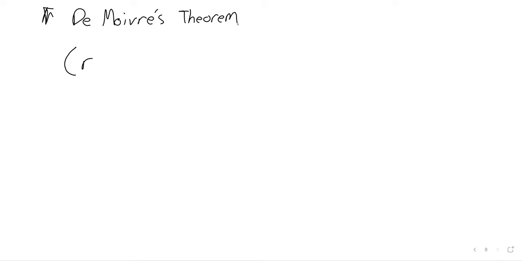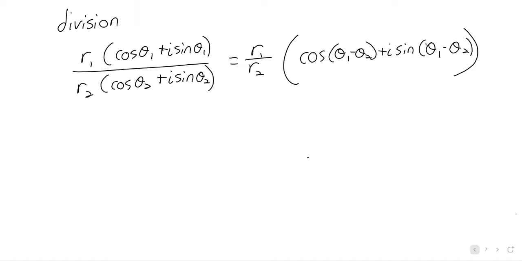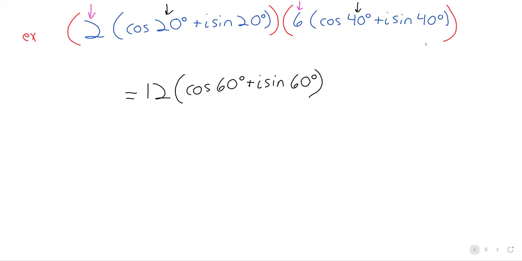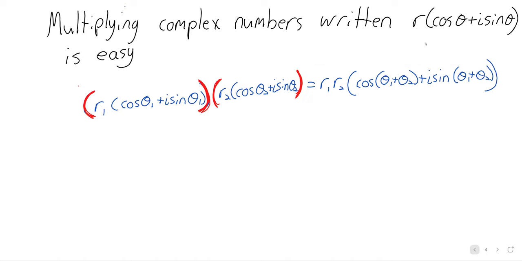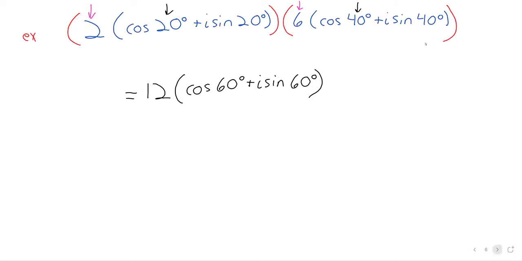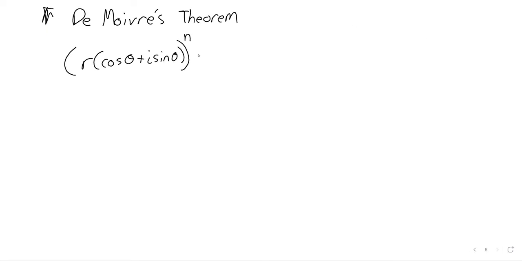If we've got a complex number and we want to raise it to a power n, well, raising to a power is repeated multiplication. So how is this going to work? The r is going to be repeatedly multiplied, and it's going to turn into r to the nth power.